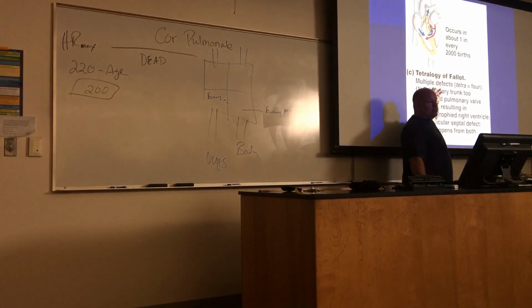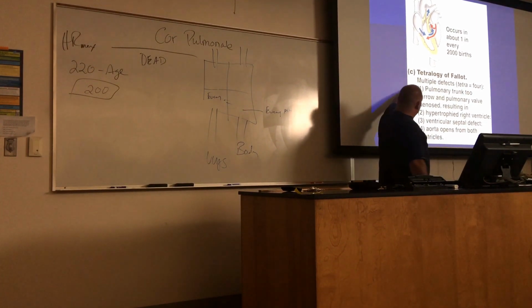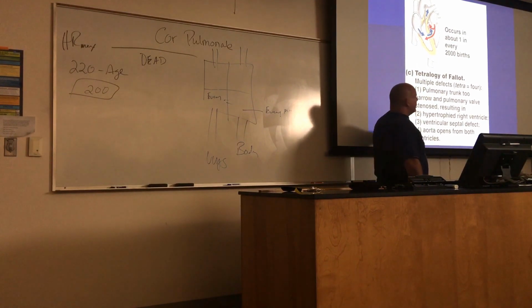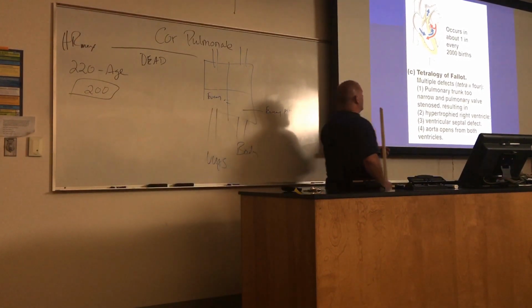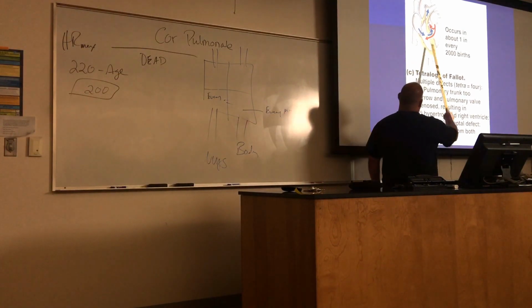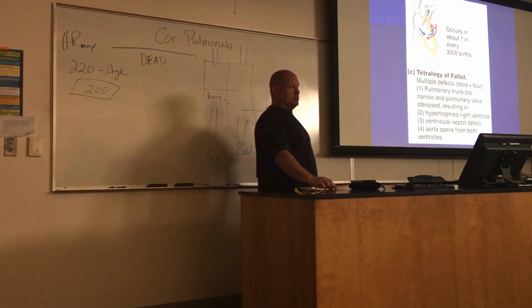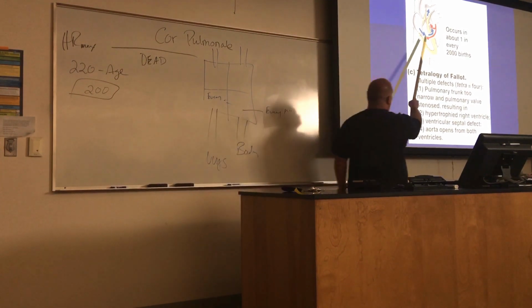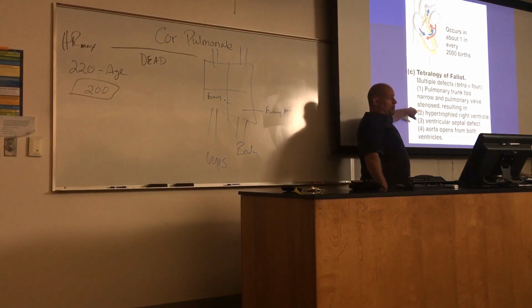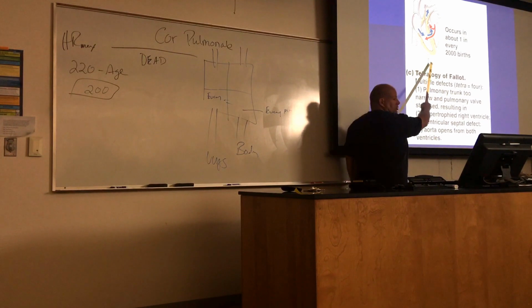Tetra, so there's 4 defects here. Okay, it's called TOF. And these are the 4 defects that occur. And again, it's fairly uncommon, but still it occurs, 1 in 2,000 births. So what you see is we're going to have that pulmonary trunk is what's referred to as stenosed. Remember, stenosis is a narrowing. So that means it's going to increase the amount of work for that right ventricle. We have a hypertrophied right ventricle, which means the wall here is actually thicker.